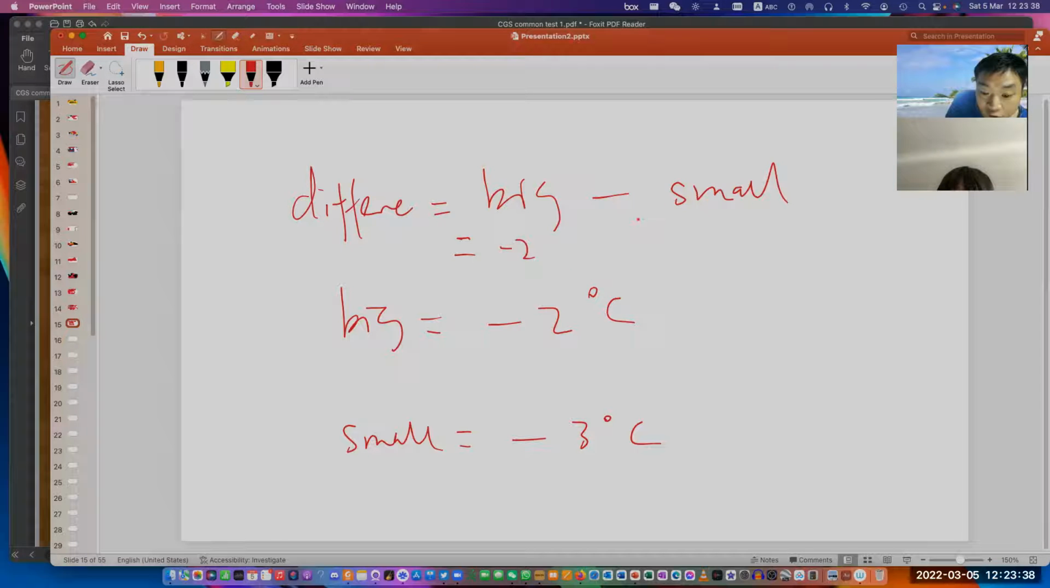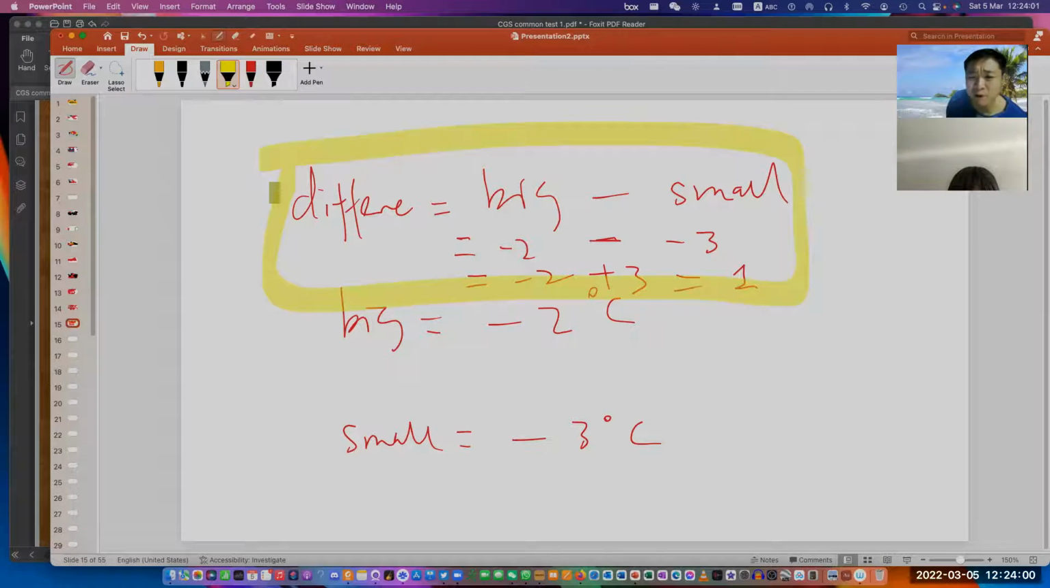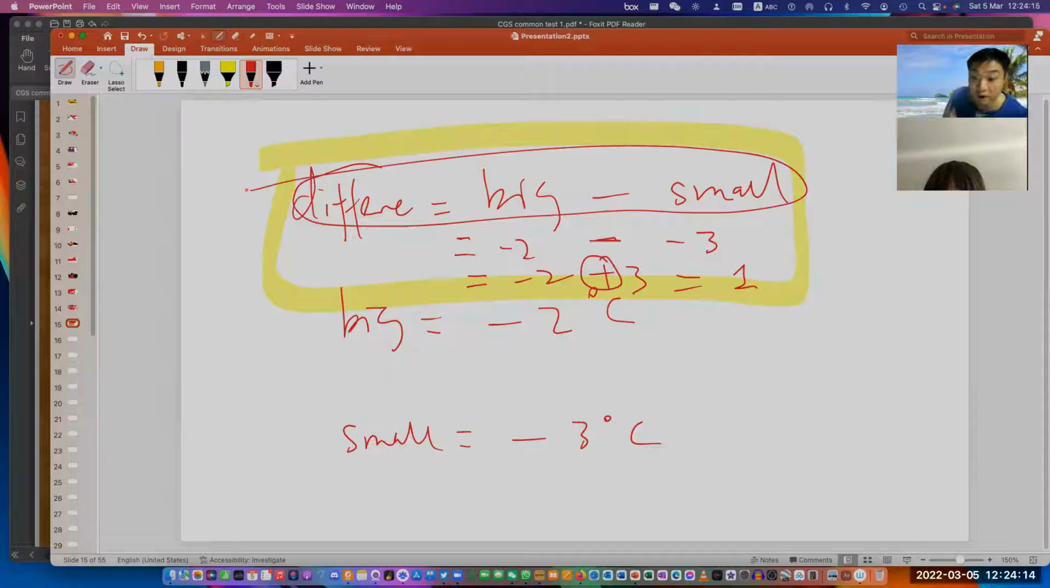So the small one, before you write the small one, minus first. The small one is minus 3 degrees. So therefore, you just solve this using a calculator. Minus 2, minus, minus, plus 3. So therefore, the answer, the difference is 1. That's how you get the difference, by making use of the formula here. Don't go and memorize. It's stupid to memorize. Difference is minus? Wrong. Can you see? It's not always minus. The formula is minus, but the calculation might not be minus.